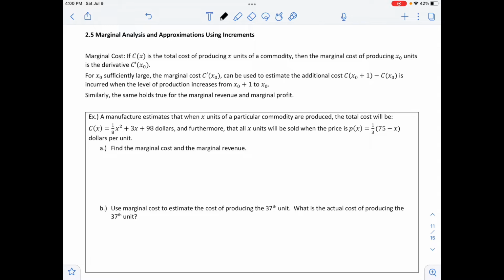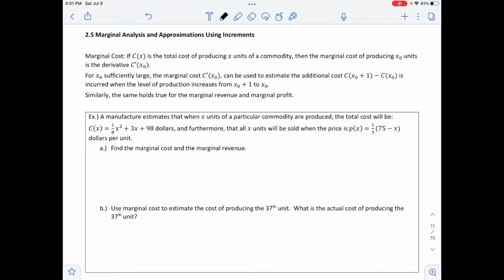cost of the additional unit, so C of X naught plus 1 minus C of X naught, is incurred while the level of production increases from X naught to X naught plus 1. Similarly, the same holds true for marginal revenue and marginal profit.